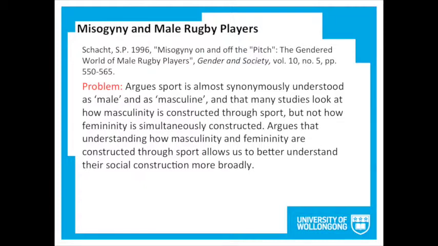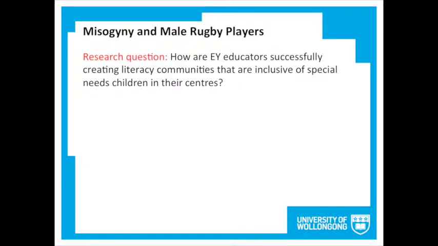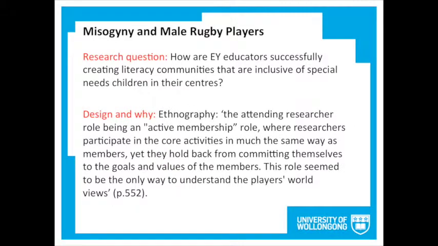So the idea was that if sport is an important arena for the social construction of masculinity, what masculinity is, how you do it, how you don't do it, then it's probably at the same time an important place for constructing femininity and what that looks like. The researcher used an ethnography.